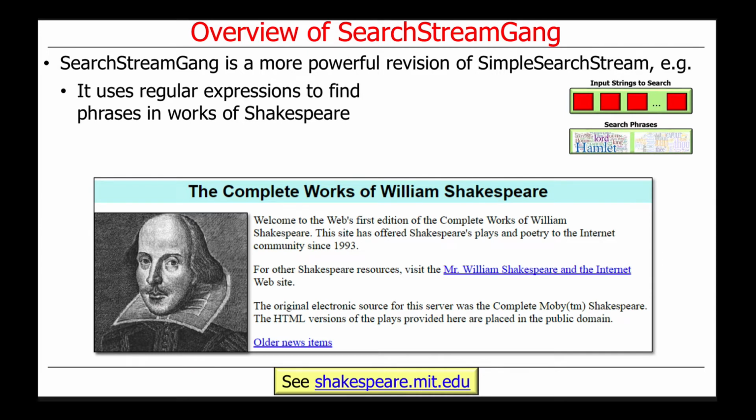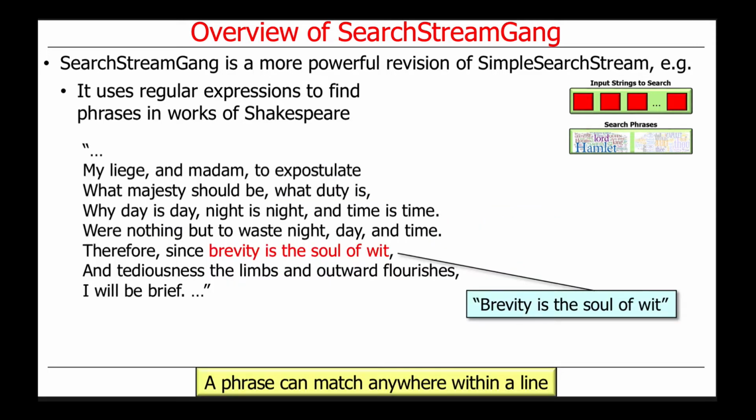The way it works is it uses regular expressions to search for phrases in the works of Shakespeare. I'm a Shakespeare fan, but it's really an excuse because there's lots of Shakespeare text out there you can search. You can download the entire works of Shakespeare here. I think he has something along the order of 37 plays and a whole pile of sonnets. So let's assume, for the sake of argument, that we've got a bunch of works of Shakespeare. This is a little excerpt from Hamlet. And you want to look for a phrase, the classic phrase, "brevity is the soul of wit." You want to find where that phrase occurs.